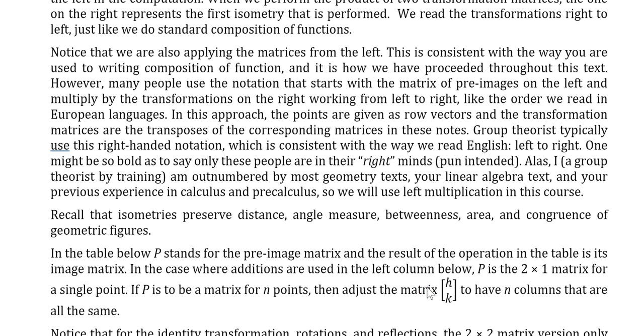However, many people, I just want to point out, use a notation that starts with the matrix of preimages on the left, and then apply the transformations on the right, working left to right, like the order we read in European languages. In this approach, the points are given as row vectors, and the transformation matrices then are the transposes of the corresponding matrices in the notes that I've given below. Actually, I prefer it that way.